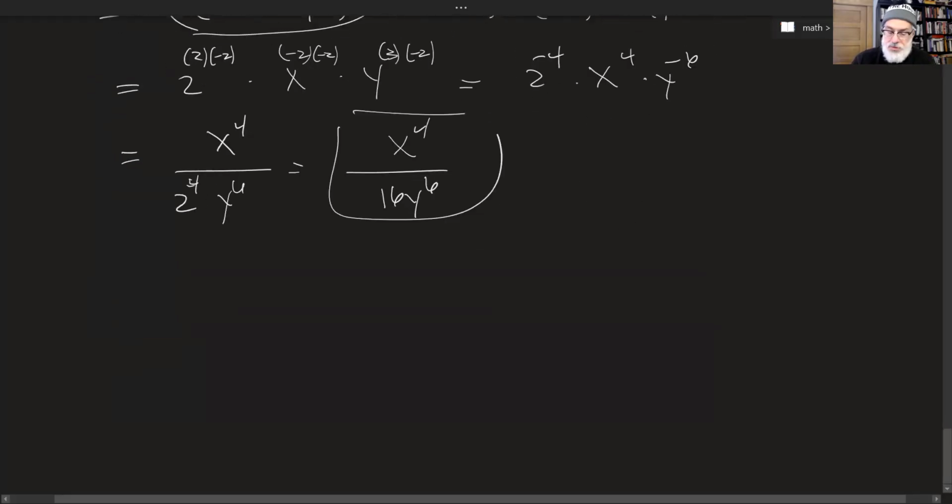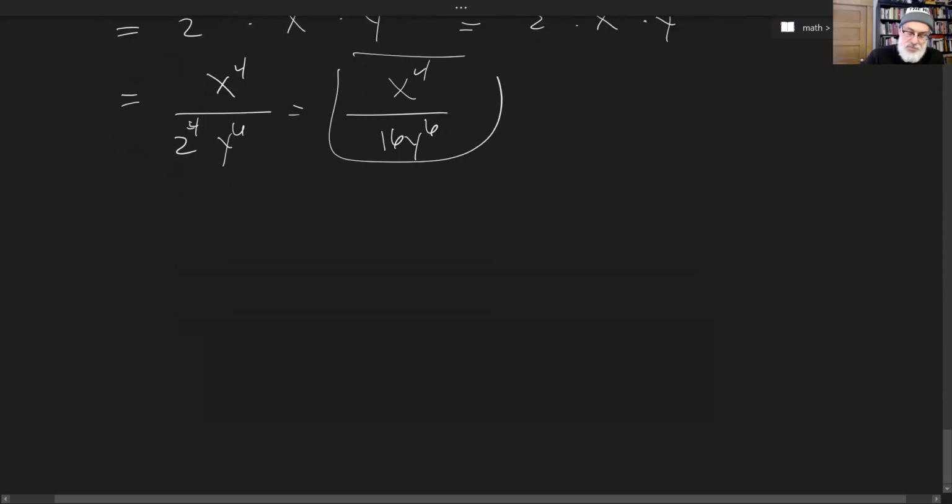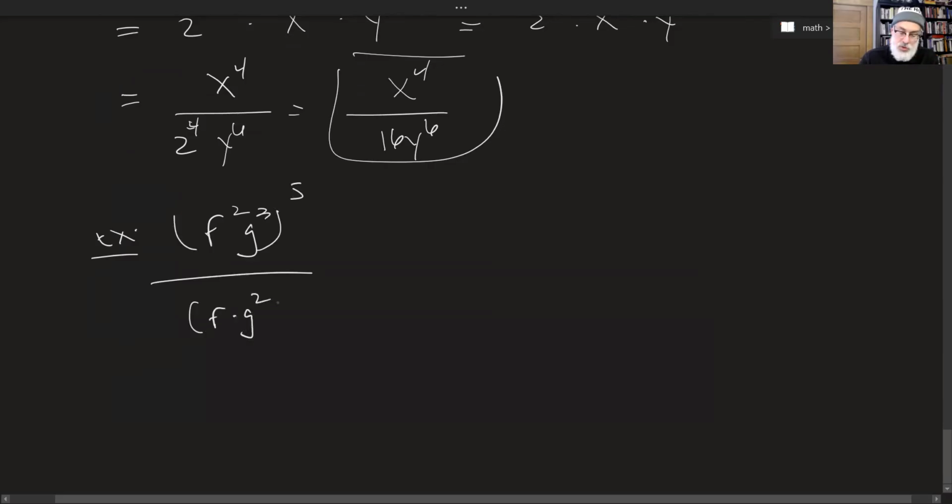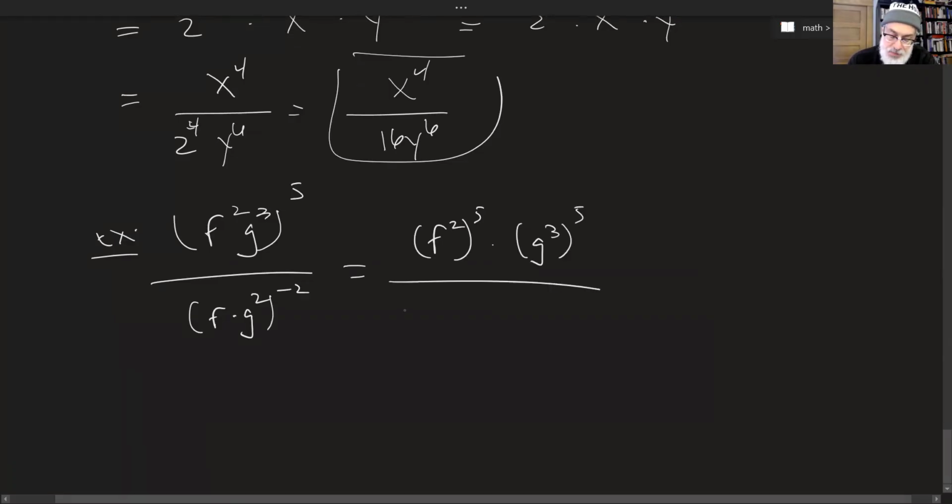Let's do an example with some more variables. Again, another look. So let's say we have (fg to the third) to the fifth, over (f times g squared) to the negative 2. So I'm going to do the numerator and denominator first using this rule. Being careful, I'm going to write it with brackets, each individual term to the fifth. Do the same to the denominator.